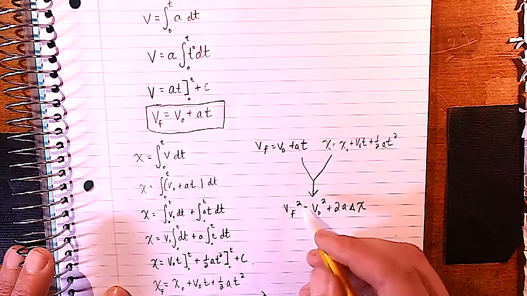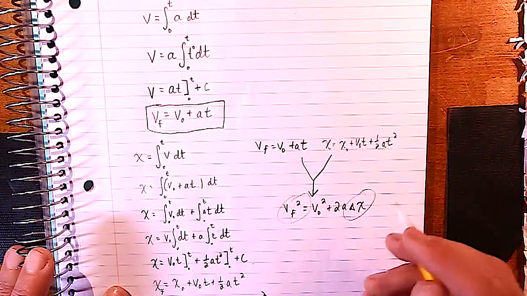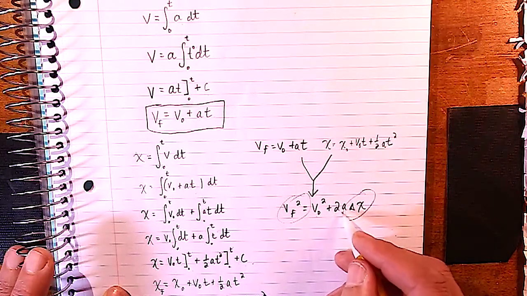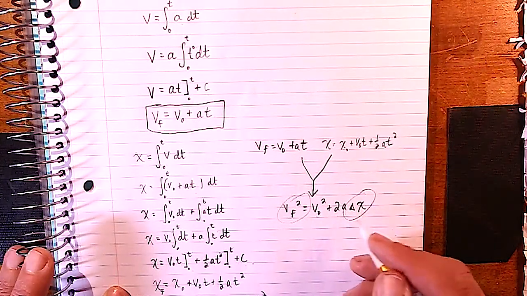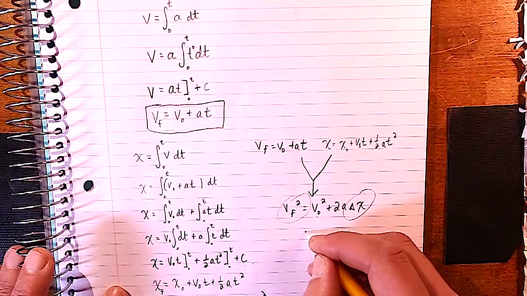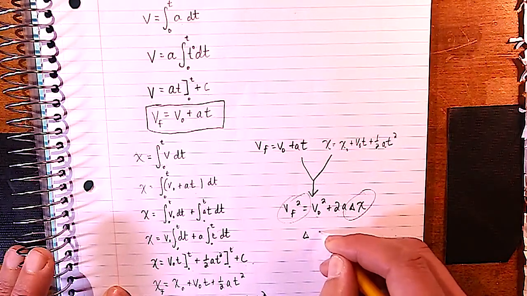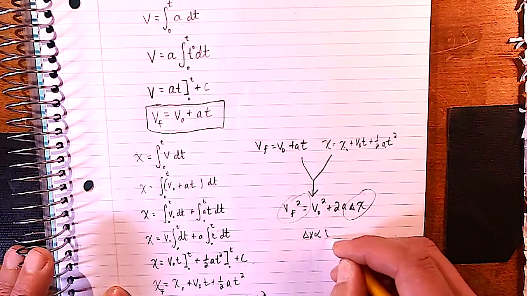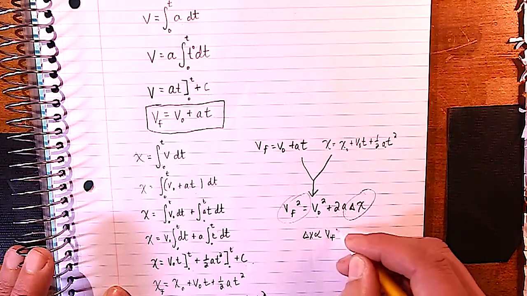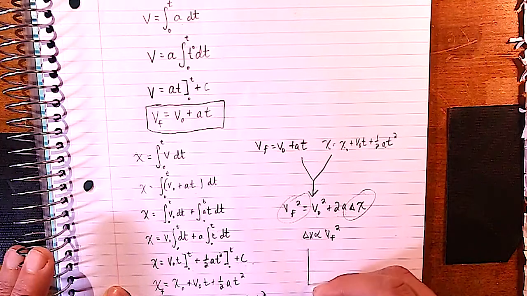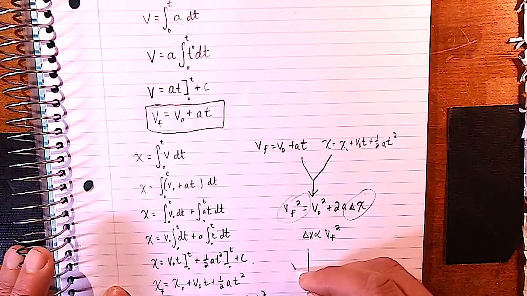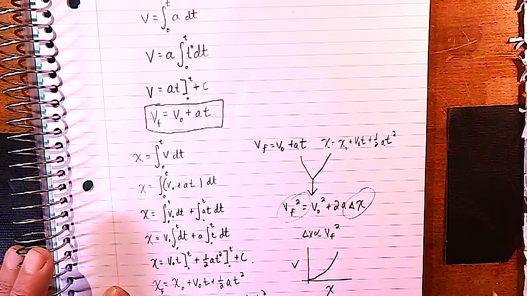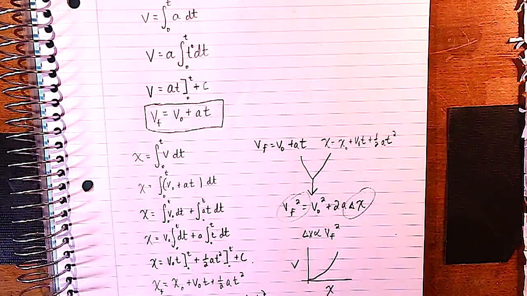And what's important here is the relationship between these. So if everything else is a constant, the v0, the 2, and the a, we could say that delta x is directly proportional to vf squared. So if we were to graph v and x, that would give us an exponential graph.